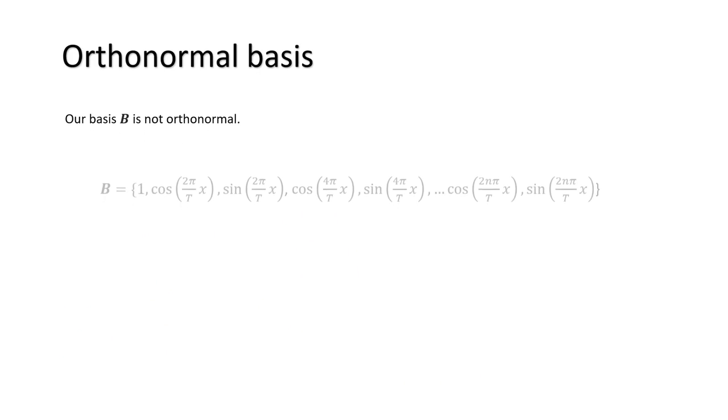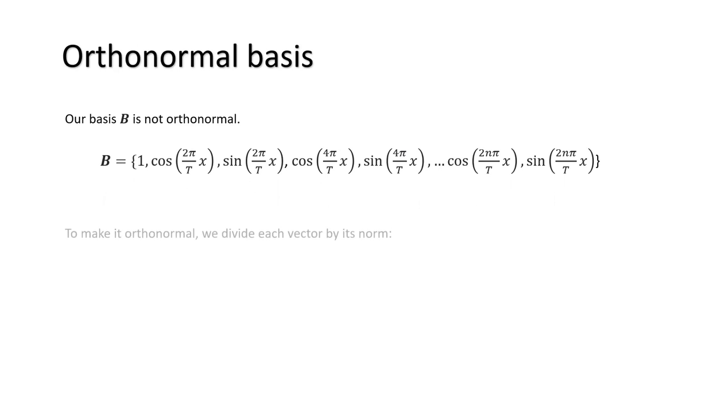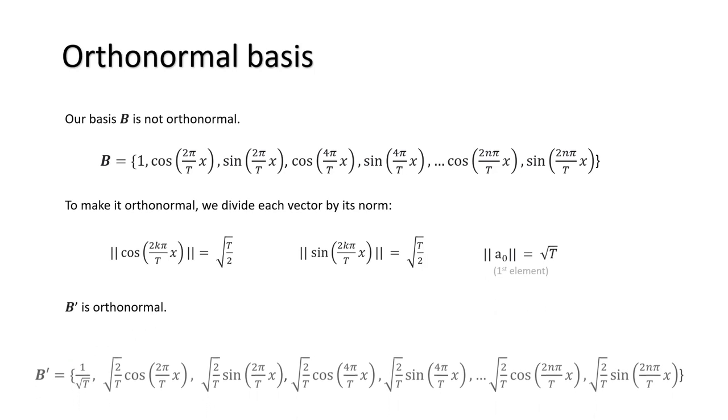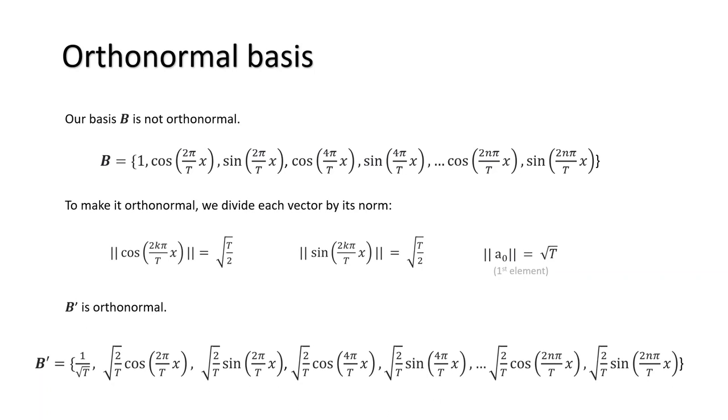What's next? So B is a basis, but our basis is not orthonormal. What can we do to make it orthonormal? Well, to make our basis orthonormal, we just find the norms of every vector here and divide each vector by its norm. By doing so, we get B prime, which is an orthonormal basis for the periodic functions vector space. It means that we can represent any T-periodic function as a combination of elements of this set B prime.